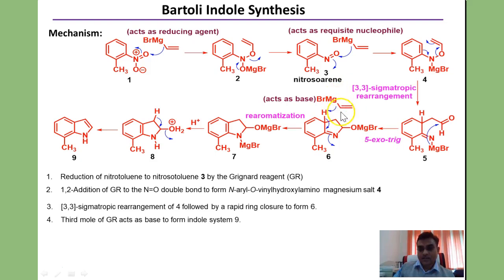Later on, the third equivalent of the vinyl magnesium bromide helps to maintain the aromatization of this benzene ring, and then aqueous workup results in the formation of the 7-substituted indole. So this is a very interesting mechanism of the Bartoli indole synthesis, where three equivalents of vinyl magnesium bromide are required. One acts as a reducing agent, the second acts as the requisite nucleophile, and the third one is acting as a base.